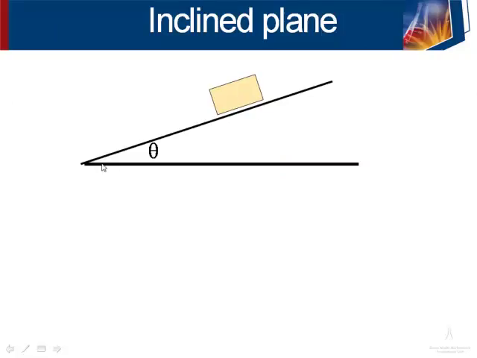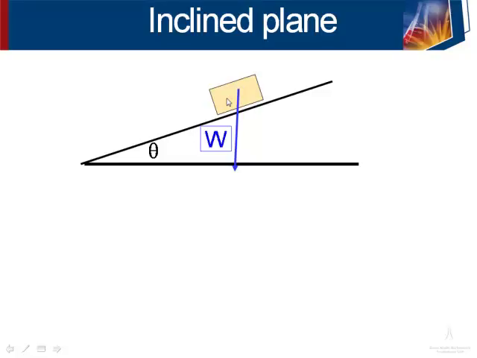We're now going to look at an inclined plane, or a box on a slope. The inclined plane is at an angle theta to the horizontal. If we examine this box on the slope, we know that it has a force downward equal to its weight, its attraction towards the center of the earth. This is represented by the vector W.